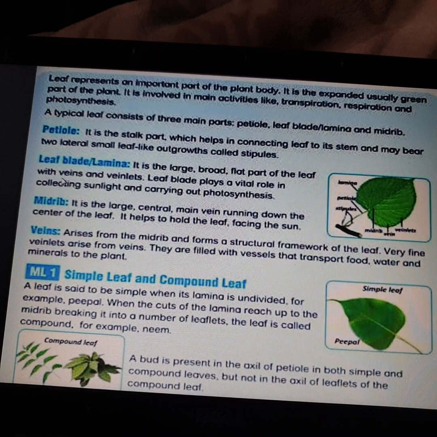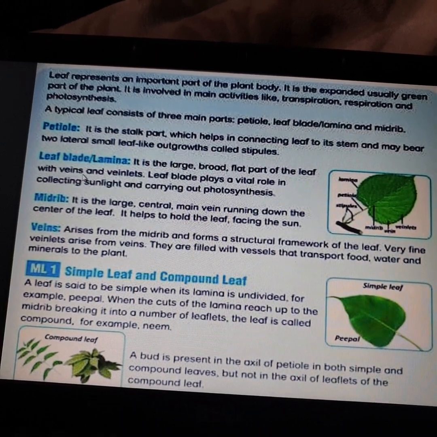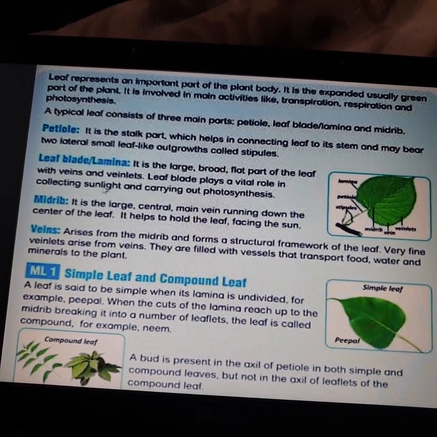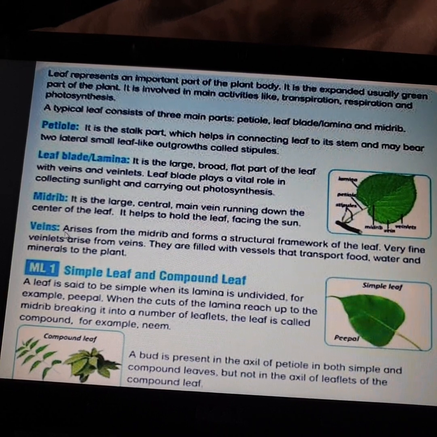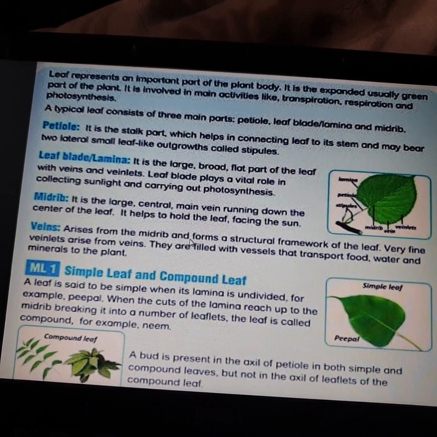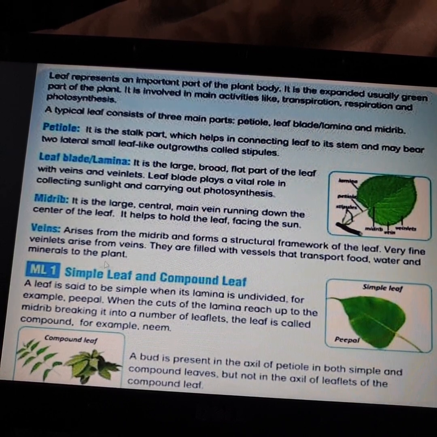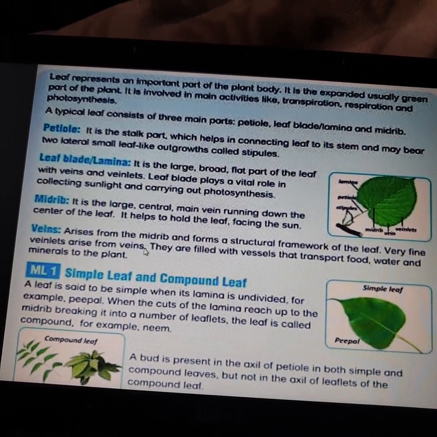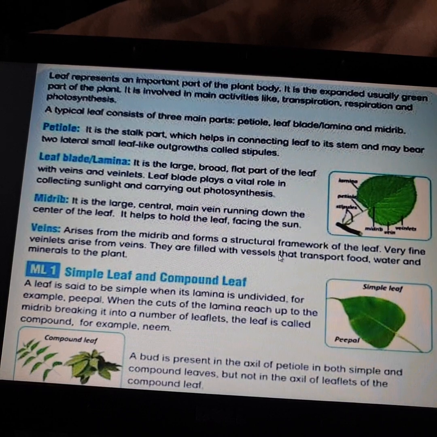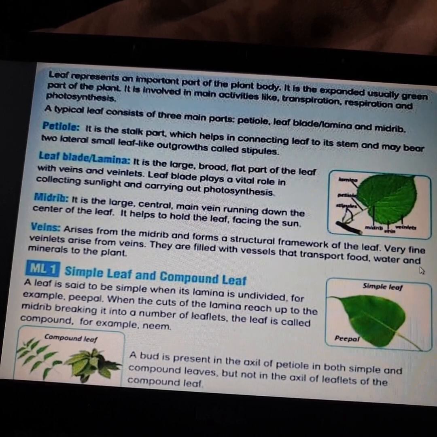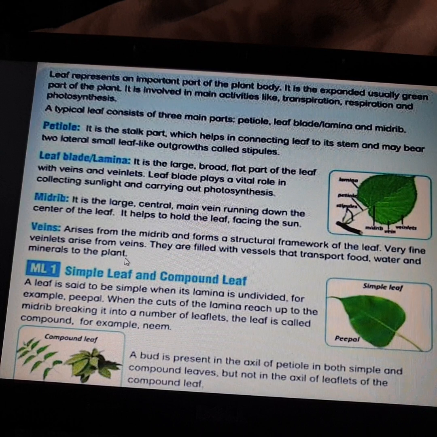Now here we have studied one more important point called veins. What are these veins? Veins arise from the midrib and form a structural framework to the leaf. Very fine veinlets arise from veins. They are filled with vessels that transport food, water, and minerals to the plants.